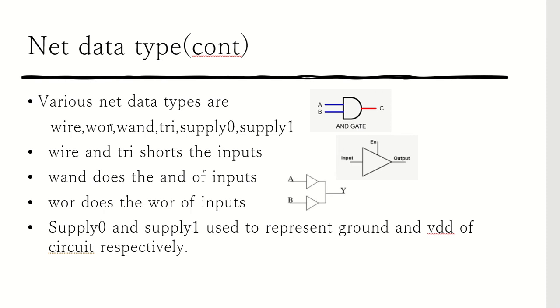As discussed, in this AND gate, C has to be declared as wire as it is continuously driven by A and B. So C must be declared as wire. Generally, wire and tri are both similar data types which short the inputs.